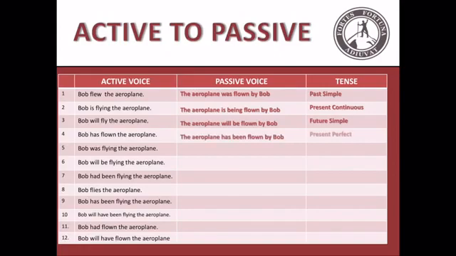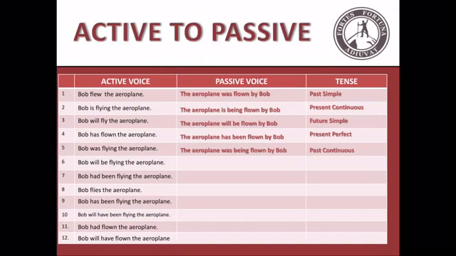And that is in present perfect. Number 5, Bob was flying the aeroplane. The aeroplane was being flown by Bob. And that is past continuous.